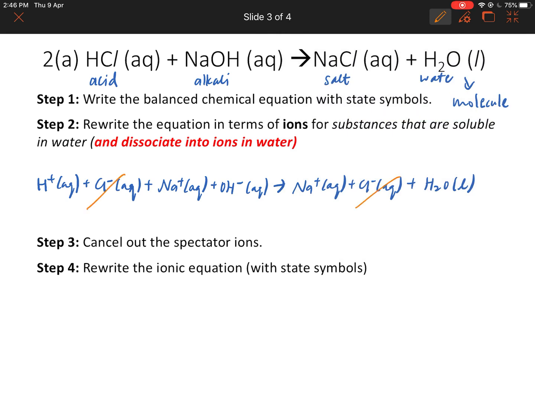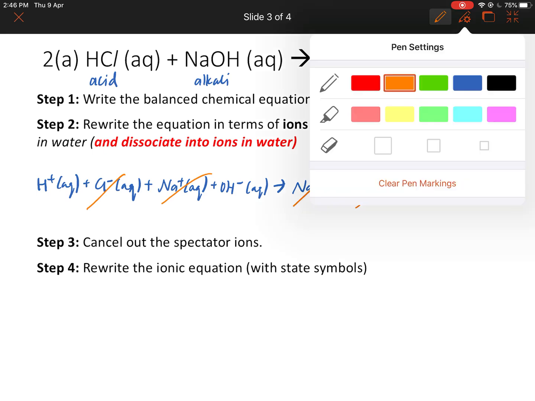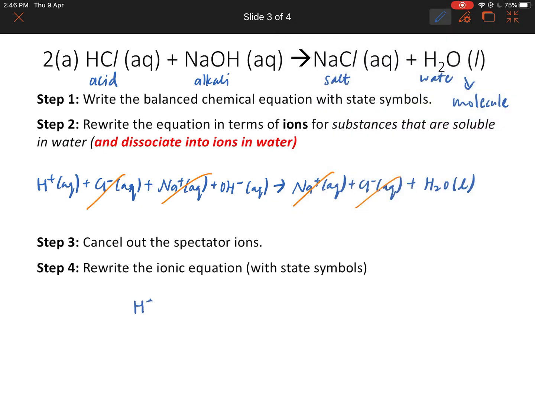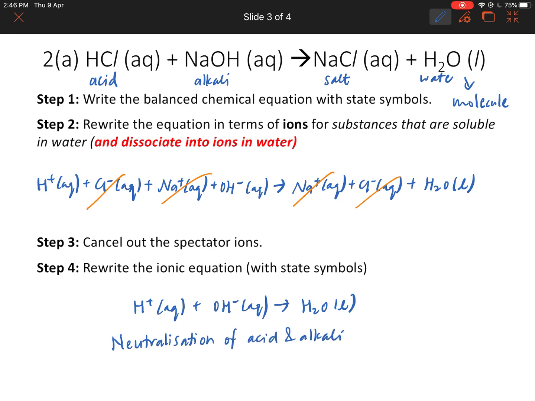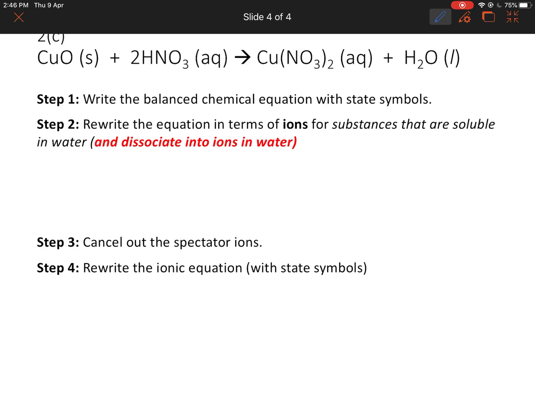So now cancel out the spectator ions, chloride and sodium. And now you rewrite the equation. This is your ionic equation. And this ionic equation is common for all neutralization reactions of acid and alkali. Let's move on to our final example. This is a base reacting with an acid to give you salt and water.